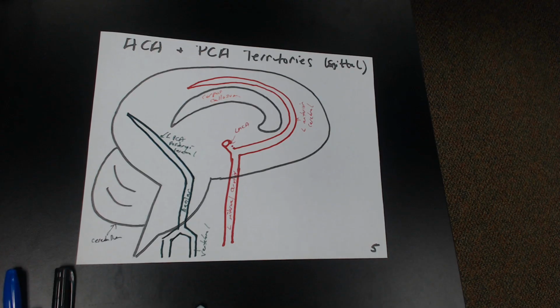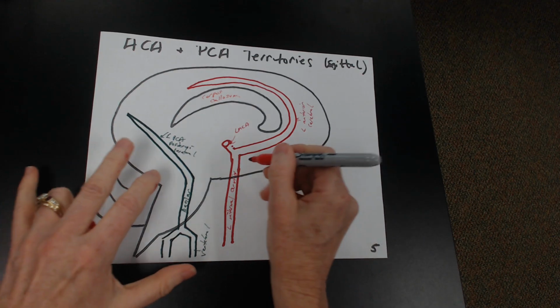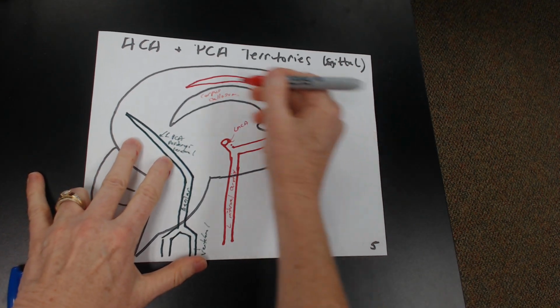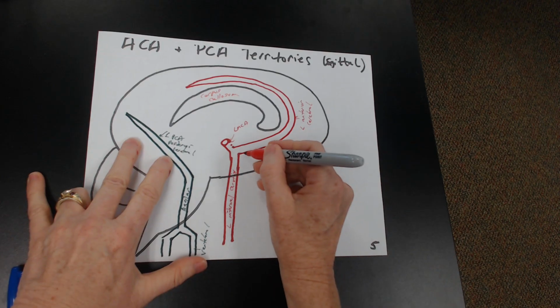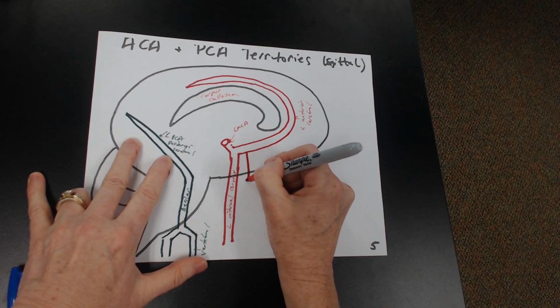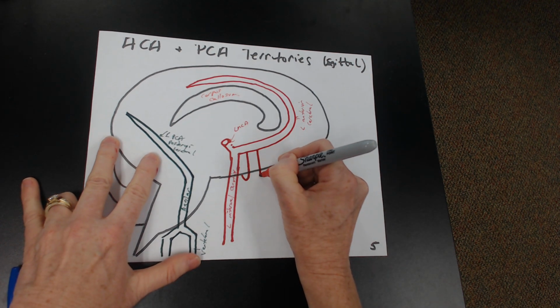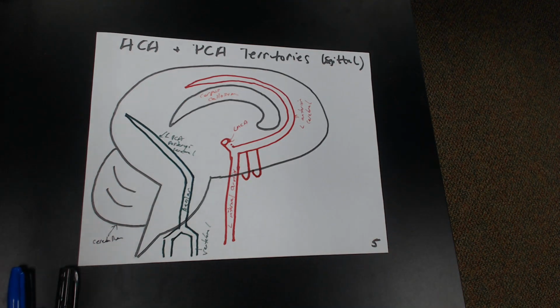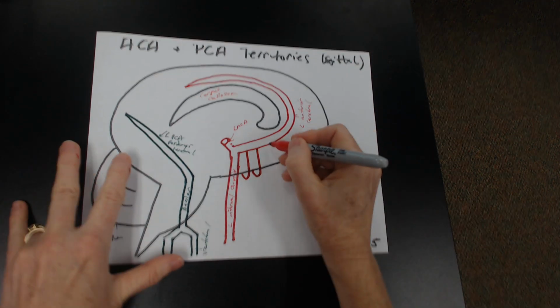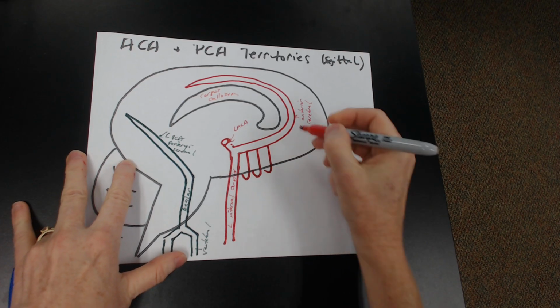Now we're going to draw on the territories. And I can tell you that the majority of the medial surface of the brain is going to be supplied by the ACA, as you can see. What happens is shoots off the main anterior cerebral artery right here are going to come out and flip around to a little bit of the lateral surface. So you've got most of it here, and then it flips around to supply just a little bit of that lateral surface. So this is all ACA.